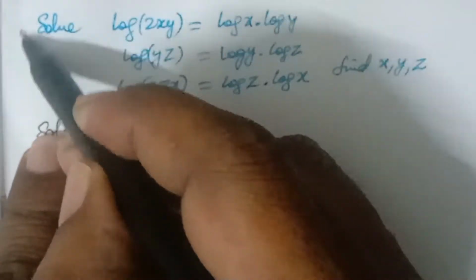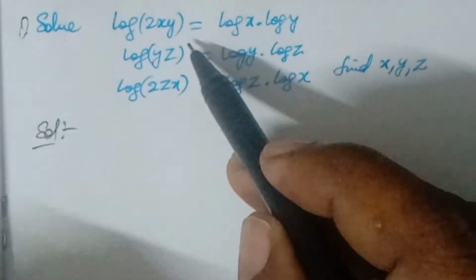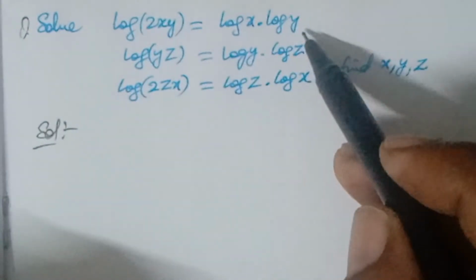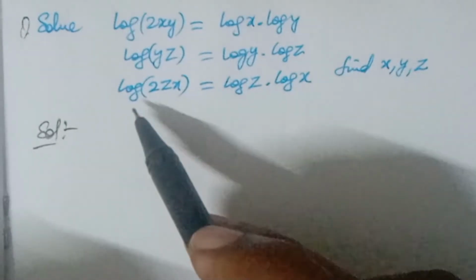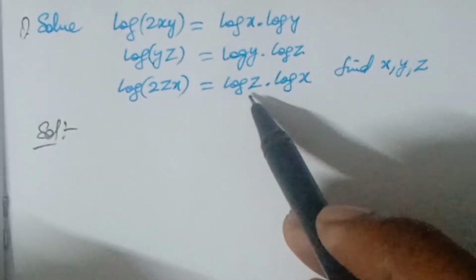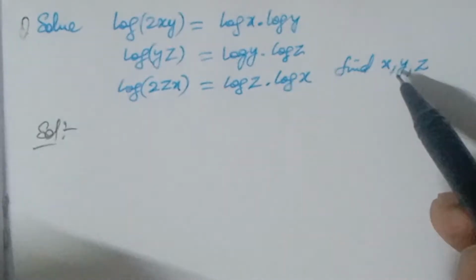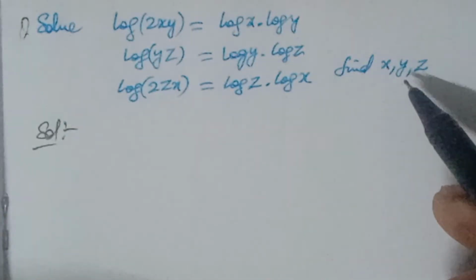The question is given: solve log 2xy is equal to log x into log y, log yz is equal to log y into log z, log 2zx is equal to log 2 into log x. You have to find the value of x, y, z.